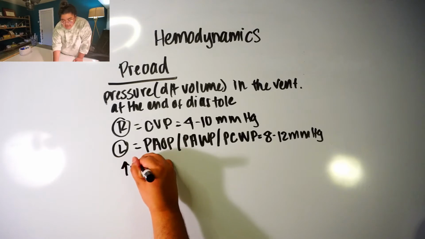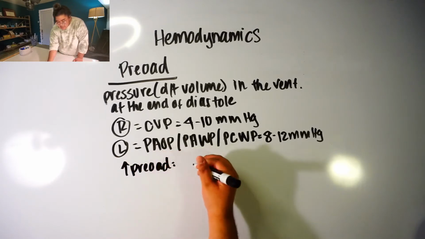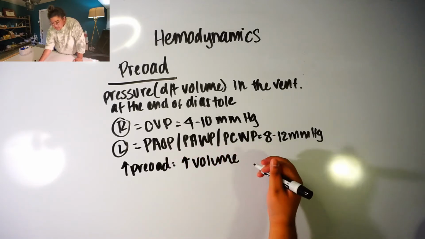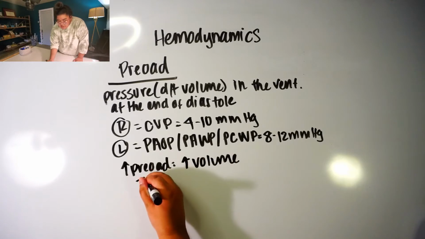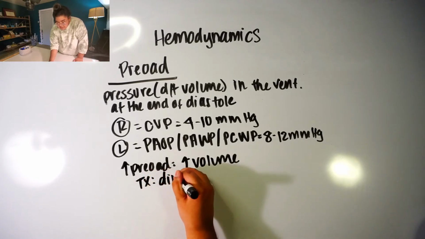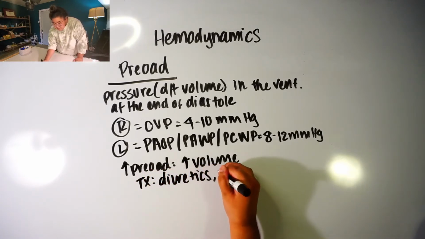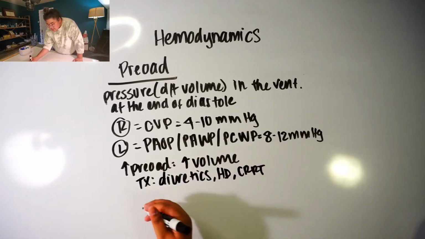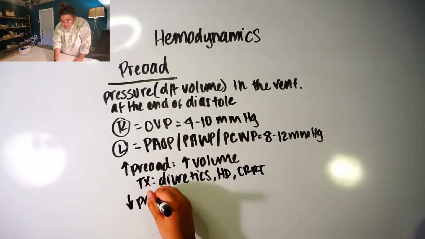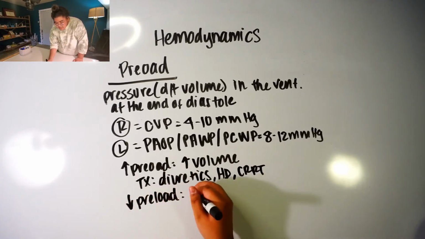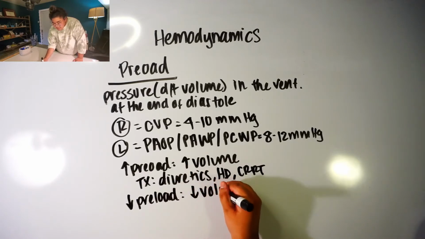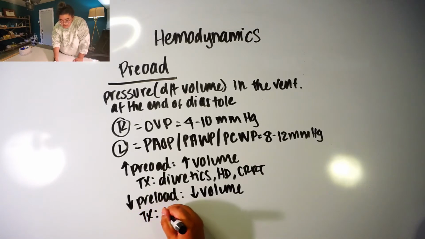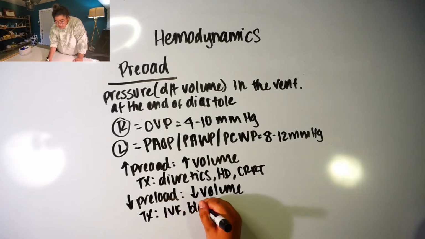So if they have an increased preload, this is associated with increased volume. So they're volume overloaded. Okay, so we would treat them with diuretics, maybe some dialysis, or if they're hemodynamically unstable, CRRT. If they have a decreased preload, this is associated with volume deficit. So they're dehydrated, okay, or they are bleeding. So we would treat them with IV fluids, blood.